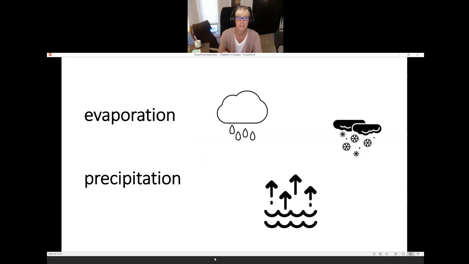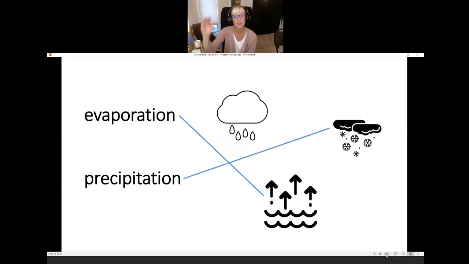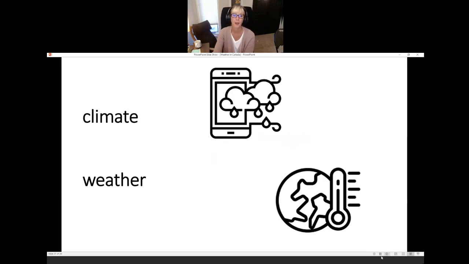Our two big words, evaporation, precipitation. Evaporation, when the water goes up into the air, into the clouds. Precipitation is when the water comes down. Sometimes it looks like snow, and sometimes it looks like rain.